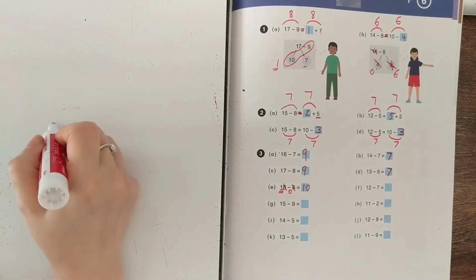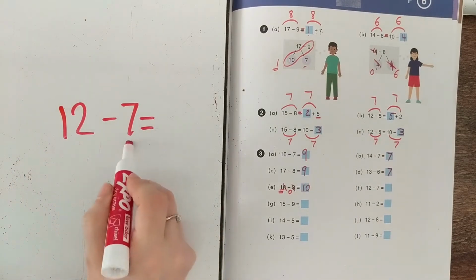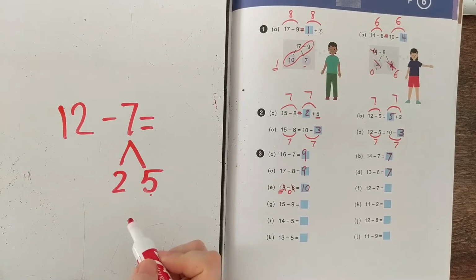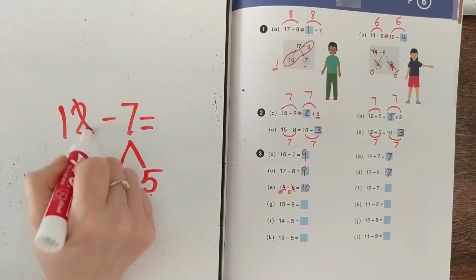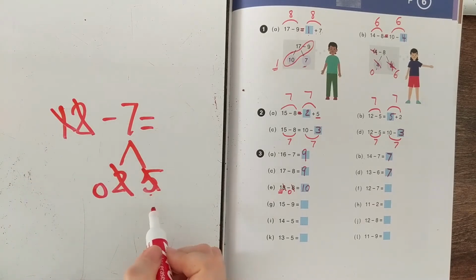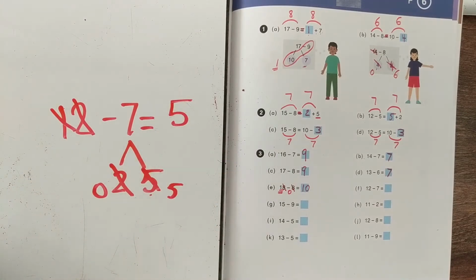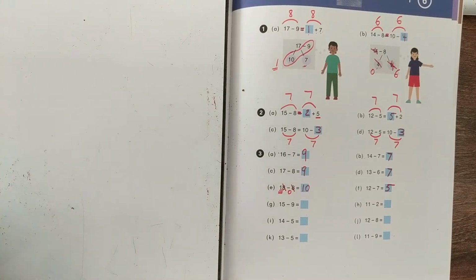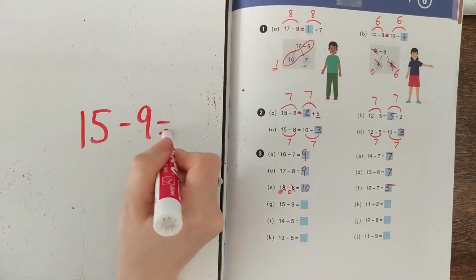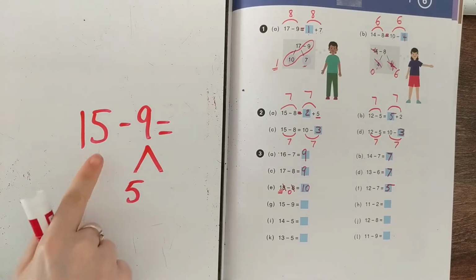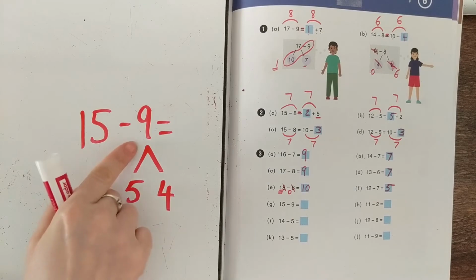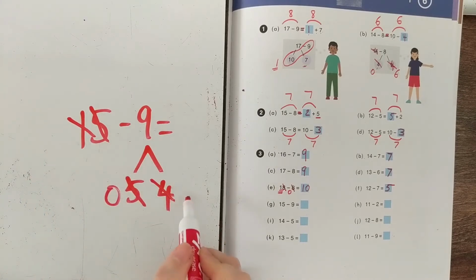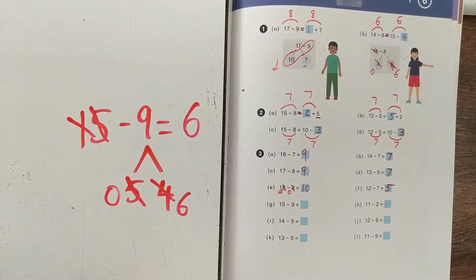Let's do letter F, 12 minus 7. Inside the 7, there is a 2 and a 5 because 5 plus 2 is 7. Now we can subtract. 2 minus 2 is 0. 10 minus 5 is 5. That means our answer is 5. 15 minus 9. Inside of the 9, there is a 5 and a 4. 5 plus 4 is 9. Now we can subtract. 5 minus 5 is 0. 10 minus 4 is 6. Therefore, our answer is 6.